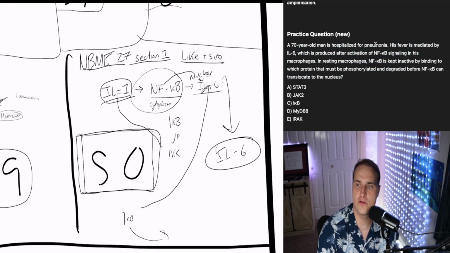Now we have a 70-year-old man who's hospitalized for pneumonia. His fever is mediated by IL-6 after activation of the signaling in macrophages. In resting macrophages, NF-kappa B is kept inactive by binding to a protein that must be phosphorylated and degraded so it can translocate to the nucleus. And the answer is going to be this one.